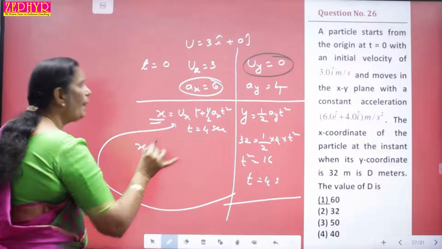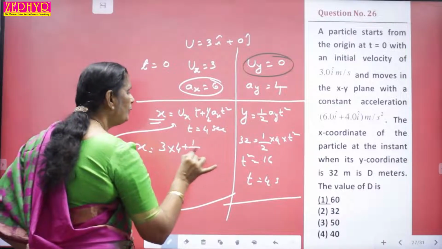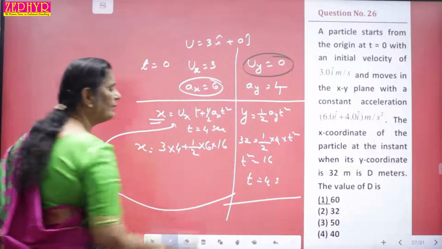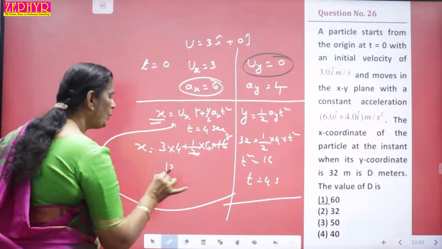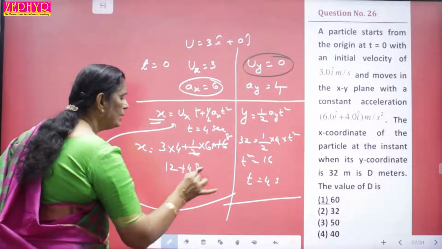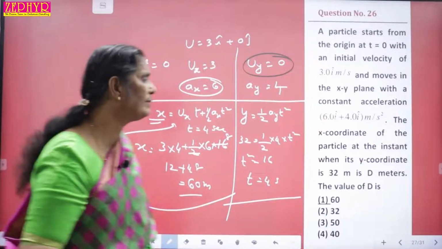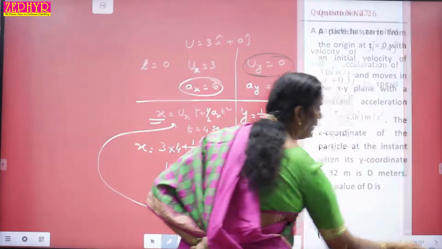x is equal to, what is ux? 3 into 4, plus half into ax. What is ax? 6, into 4 square, 16. So the half and 6 will give 3, 3 times 16, that is 48. So it will be 12 plus 48. So the answer will be 60. So when y takes 32, x will be 60. 60 will be the answer.